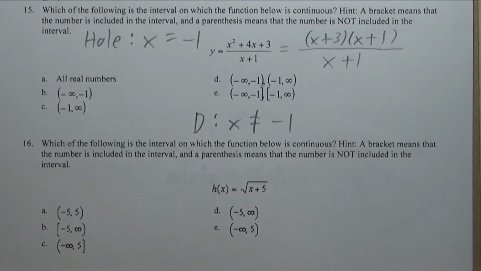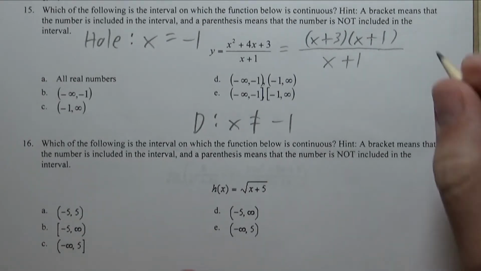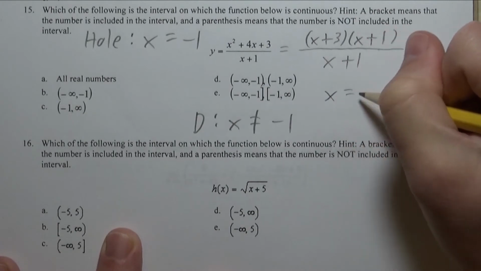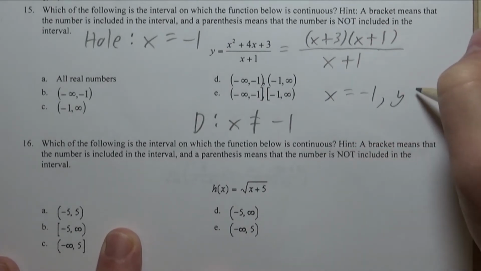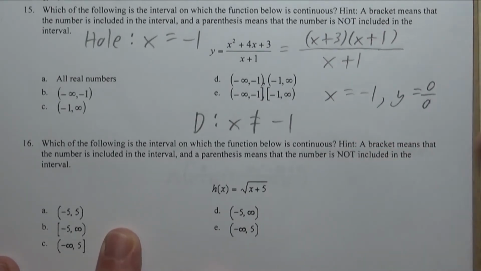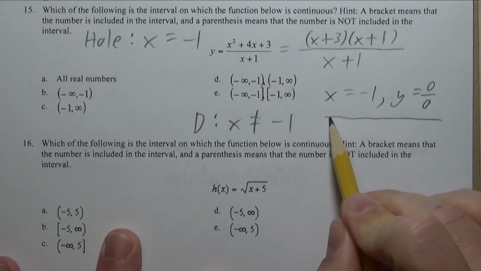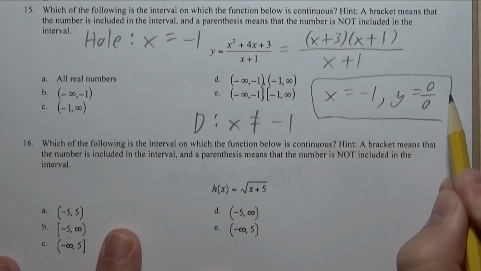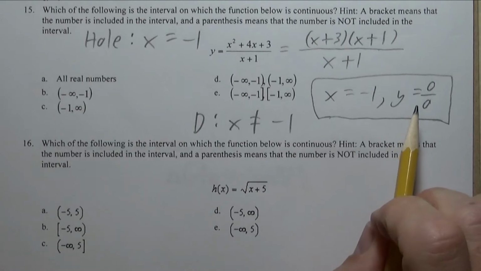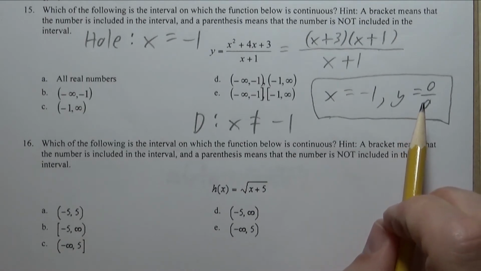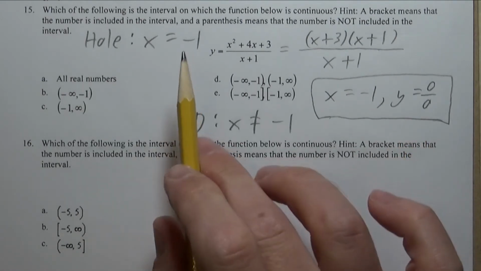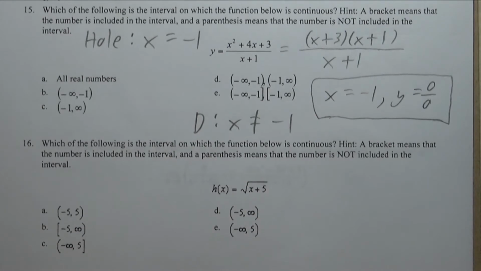Now, what is a hole? A hole is an input that produces x equals -1, comma, y equals 0 over 0. Like, that would be true, and it is true. It's a domain violation. This is a bunch of nonsense. 0 over 0 is nonsense. It's a domain violation. But it helps you realize there's a hole right there. That is a place of discontinuity. And it's actually what's called removable discontinuity.